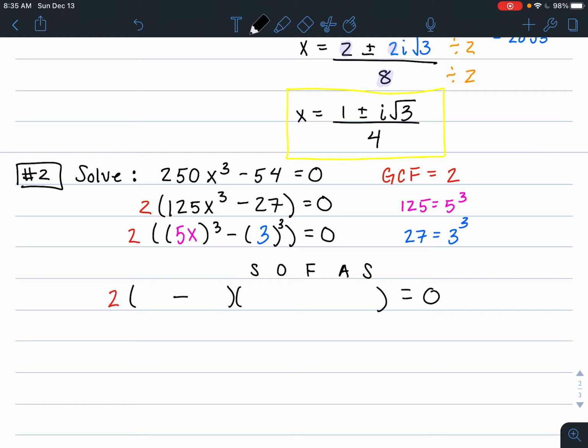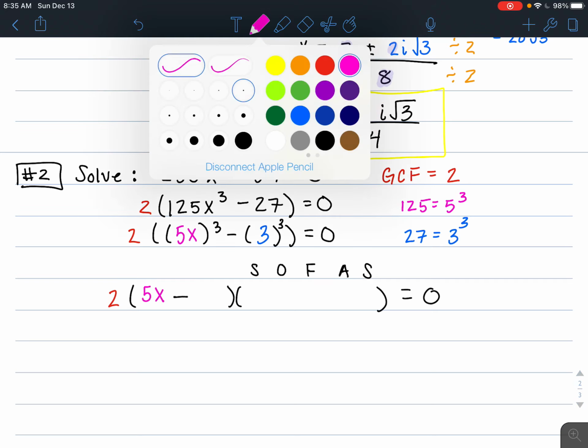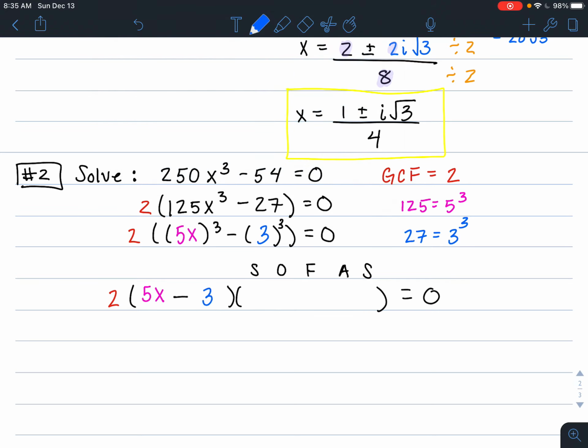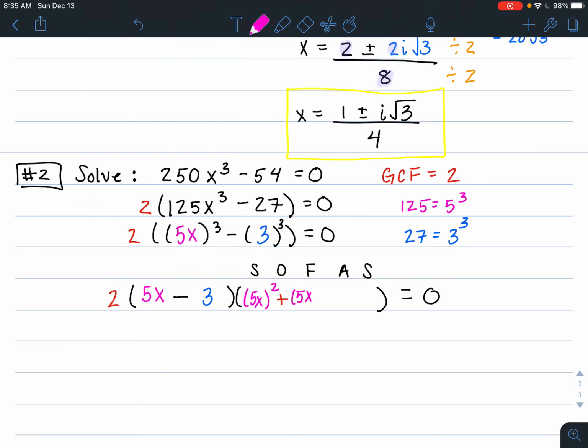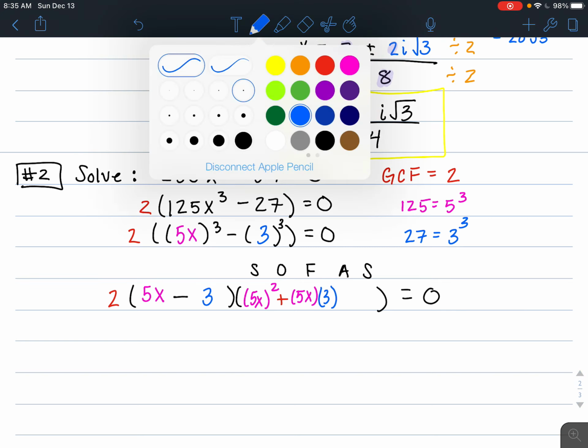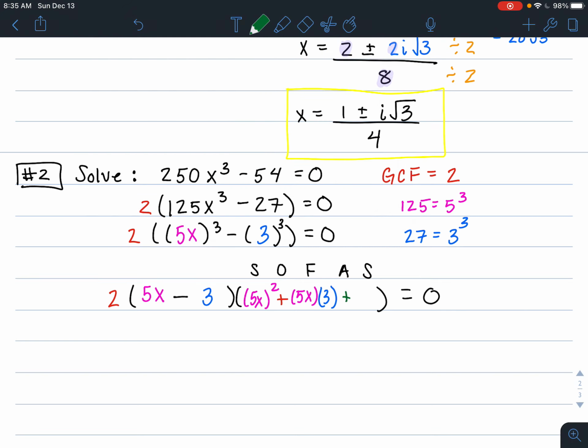Right, so we're going to leave the same sign in the middle in the first group, and we're going to put our a and b value in, so 5x and 3. Right, and then we're going to follow SOFAS, so square the first term. Put in the opposite sign. We're going to do front times back in the middle. We're always positive. And then we're going to square the back term, square the last term, so 3 squared. And then it's just a matter of simplifying it.